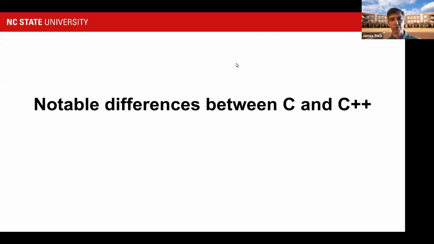There are some important and notable differences between C and C++, and we're going to talk about them in the next set of videos.